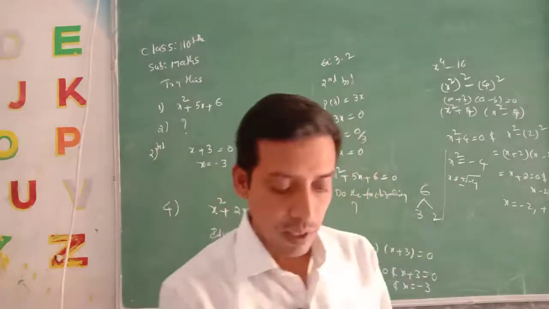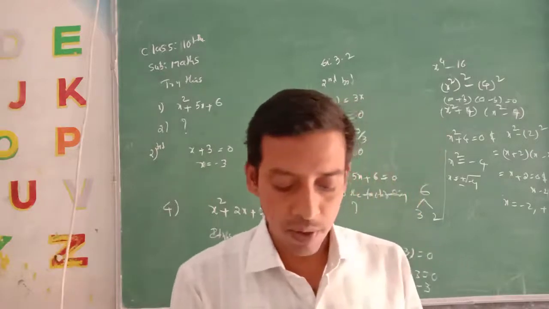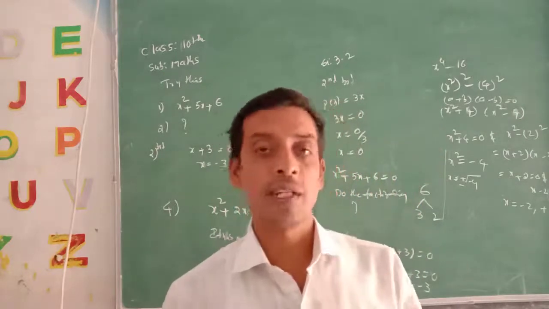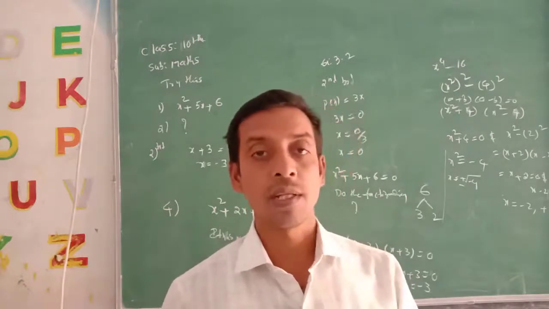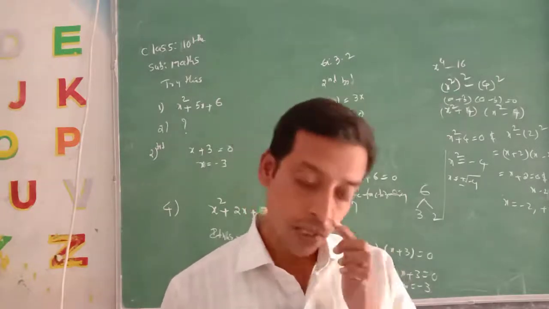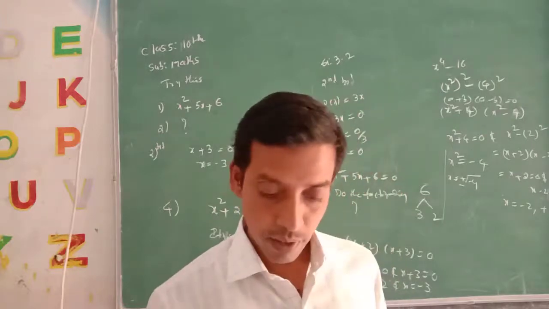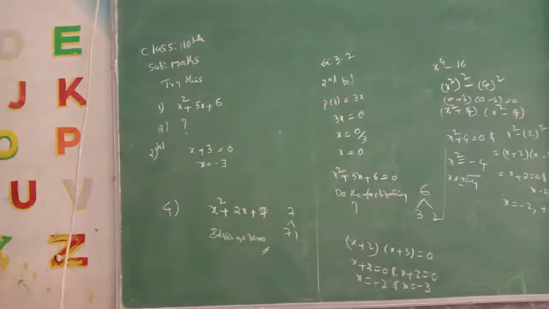Next, the fourth one, 1 by 4 and minus 1, zeros of the polynomial p of x. Substitute the 1 by 4 in this. If you get the answer 0, that is a zero of the polynomial. Substitute the minus 1 also in this question. If you get 0, then that answer is also completed. Okay? Check it out.